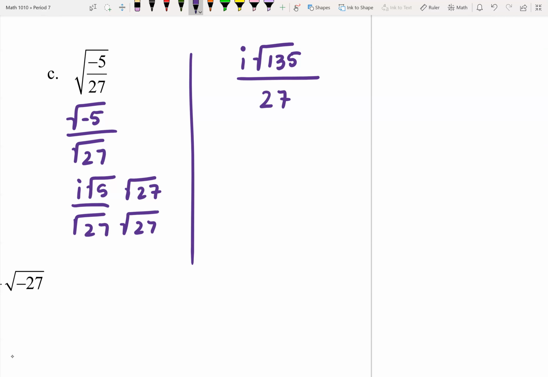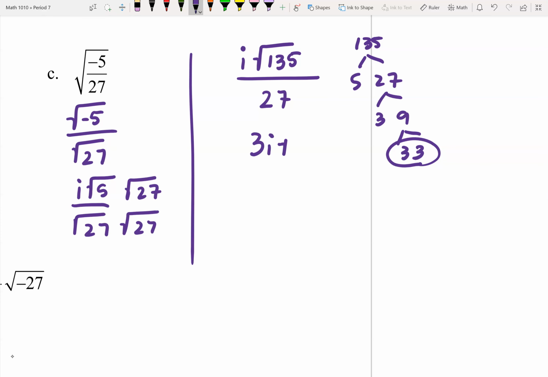27 is correct. Am I done? We have to simplify 135, right? Well, I know 135 is going to break down into 5 and 27 because I just multiplied those together. Then 27 is 3 times 9, and 9 is 3 times 3. So these two 3's come out as a single 3. So I have 3i square root of, what's here, guys? 15, yep, all over 27.